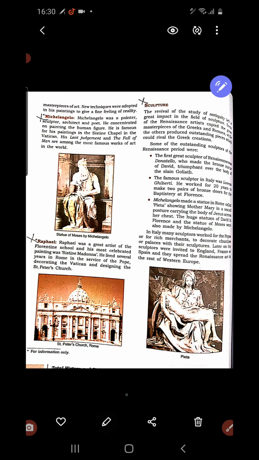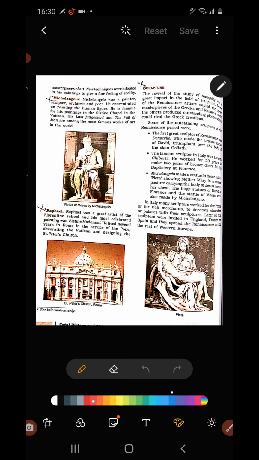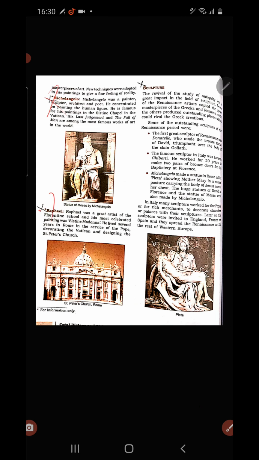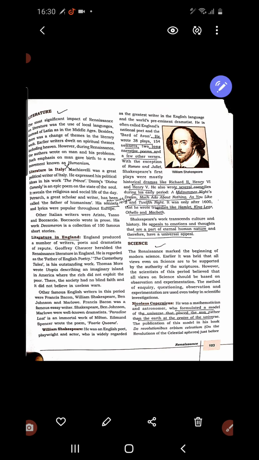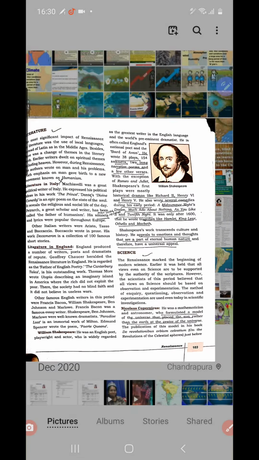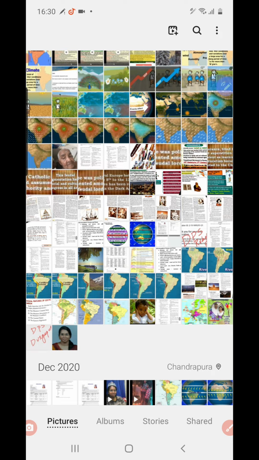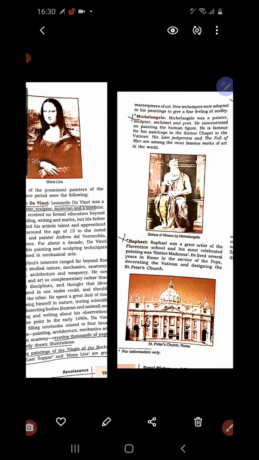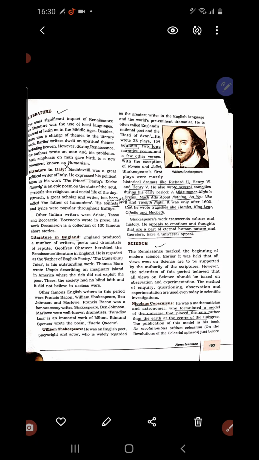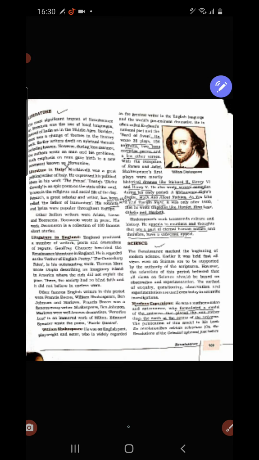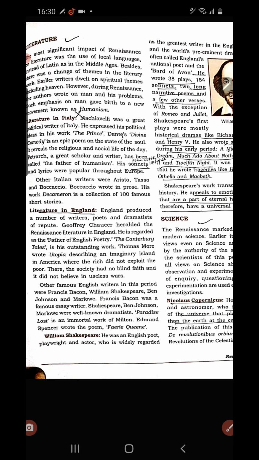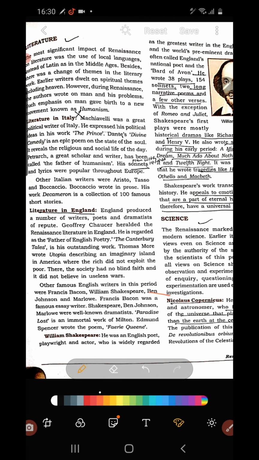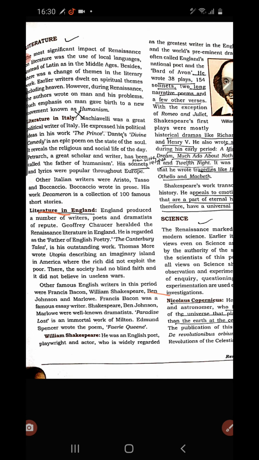Anyway, children, you don't have to study these things. Sculpture and all is cut. Sculpture means images. Now you have to study the topic literature. Under literature you have to mainly study William Shakespeare. You have to study the literature of England. Literature of Italy you don't have to study.